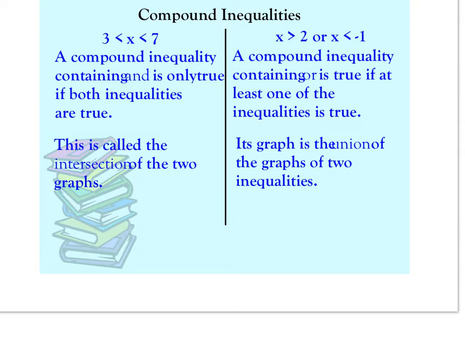And this slide kind of hammers that home. A compound inequality containing and is only true if both inequalities are true. This is called the intersection of the two graphs. The intersection looks like this. A compound inequality containing or is true if at least one of the inequalities is true. So this one doesn't have to be both, it has to be one or the other. And this is called the union. So the union looks like this.